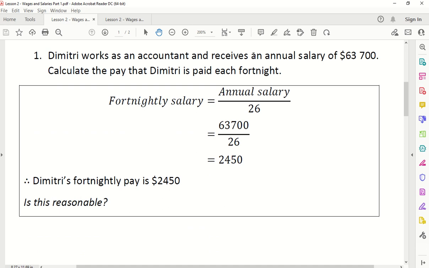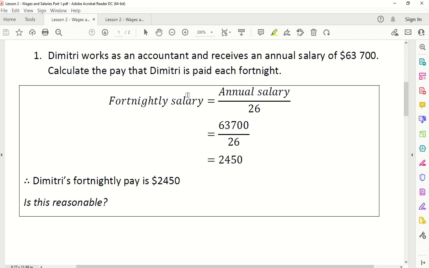Remember, getting these examples down in your notebook as I go through with them. So Dimitri works as an accountant and receives an annual salary of $63,700. So annual, remember, means yearly. So it's saying Dimitri gets $63,700 every year. But we want to know the pay that Dimitri is getting each fortnight.